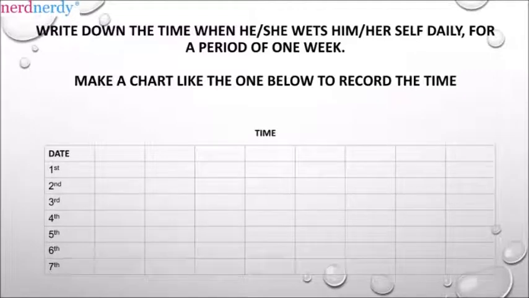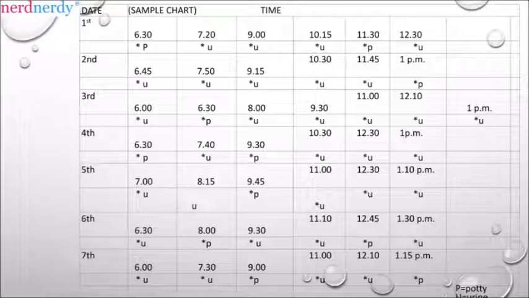A sample of a chart which you could make in order to write down the time is visible on your screen. This would help you to record when he or she wets himself or herself daily for a period of 1 week. You could refer to the sample chart to understand how to record the time the child uses the washroom for potty or for urine.